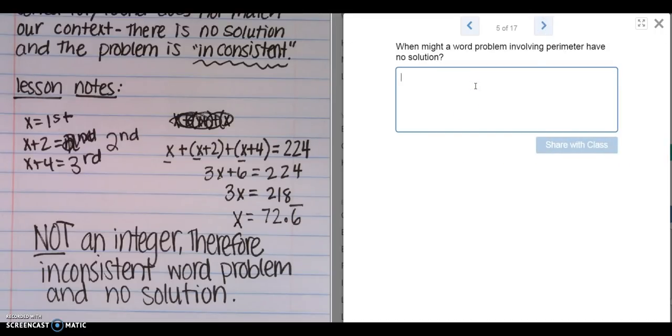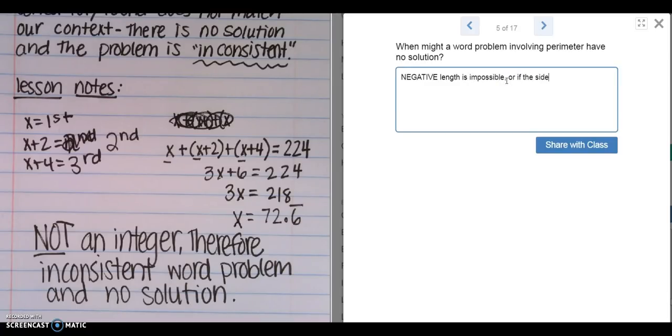When might a word problem involving perimeter have no solution? Well, perimeter is a length. A length's like a distance. Yeah, the same thing as negative age, negative length is impossible.